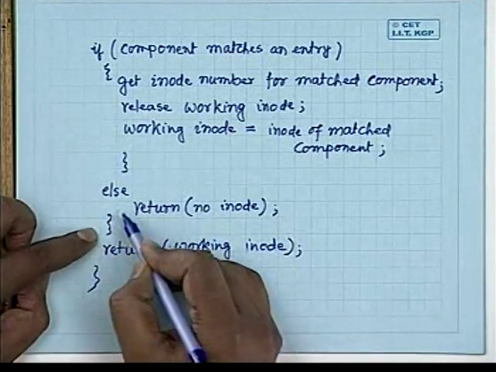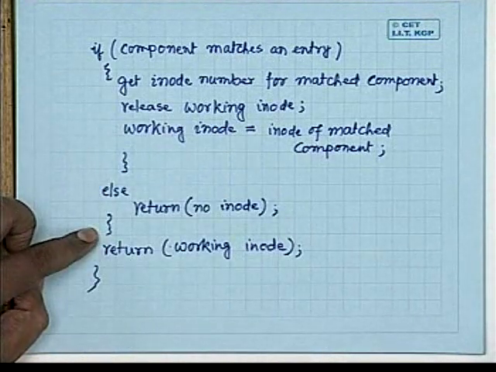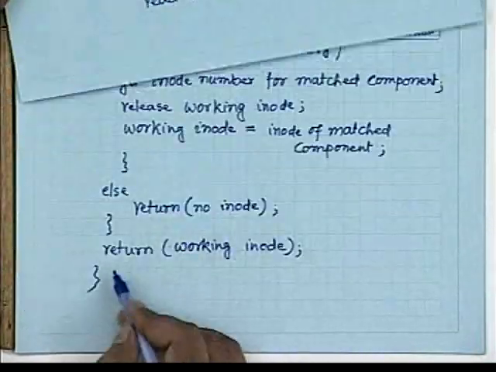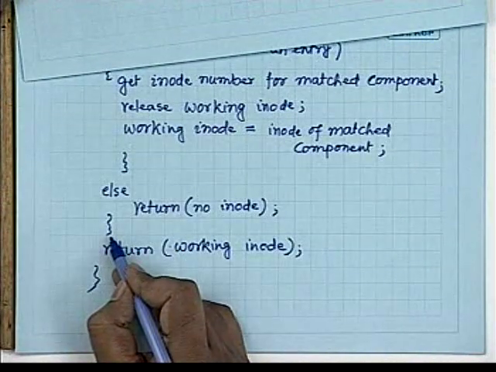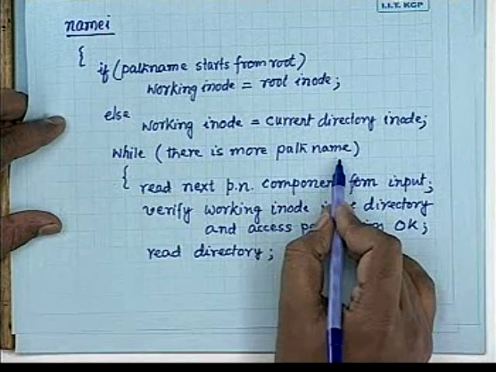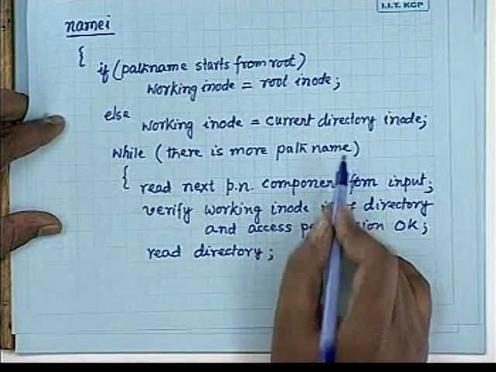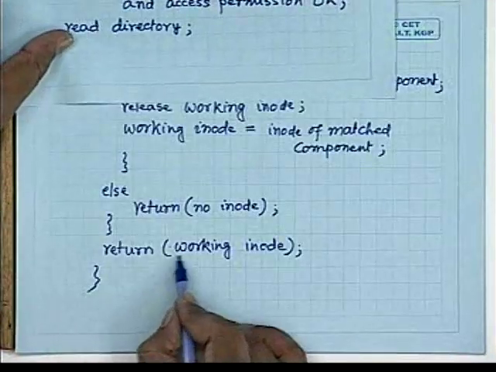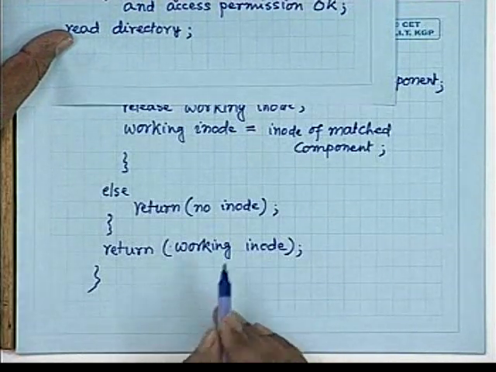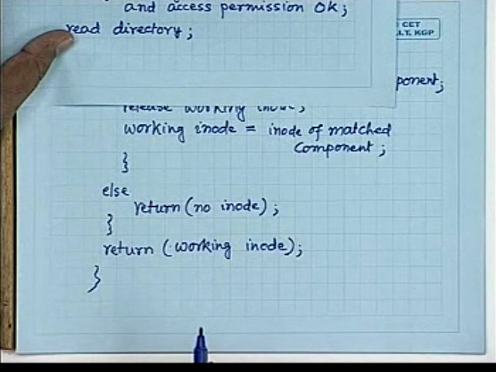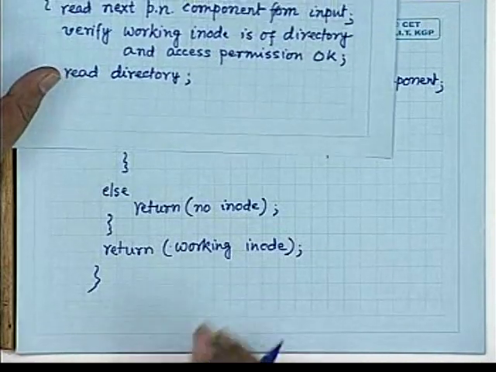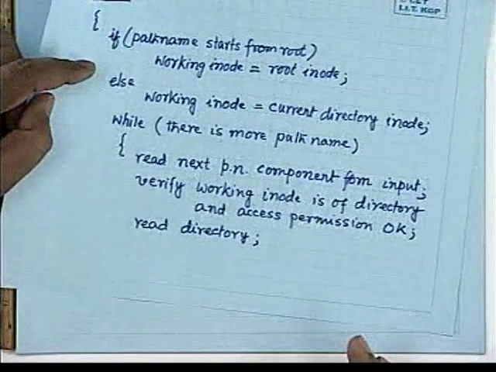Okay, and this while loop will continue. The while loop starts from here, and it continues up to this. At the end of the while loop, when there is no more path name component, that means the string has terminated, then whatever is the working inode at that point, that is the inode of the required file or the required directory. So you can open this inode, and once you open the inode, then you can access the contents of the file.